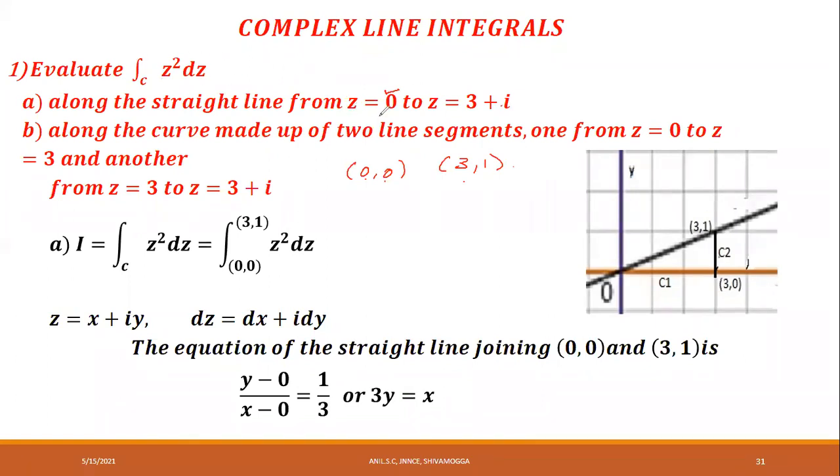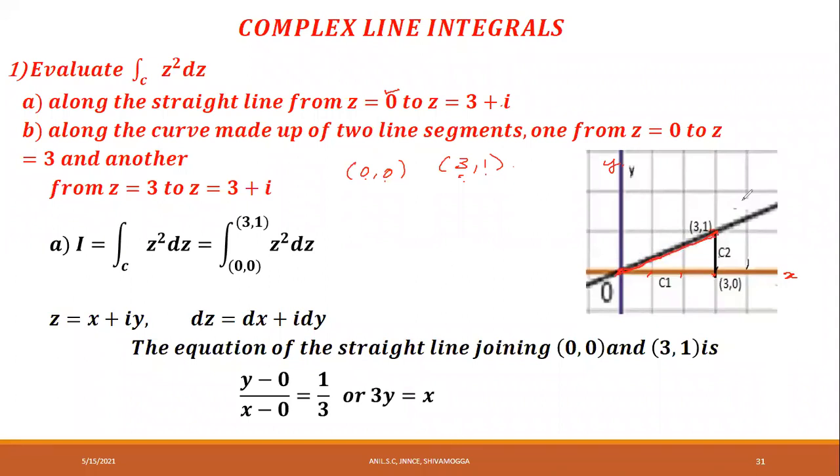Along the straight line from z = 0 to z = 3 + i. This is the origin, this is the x-axis and this is the y-axis, and this is the straight line joining the two points. This is x = 1, x = 2, and this is x = 3, and y = 1. One unit along the y-axis, you will get a point here. If you join these two, you get a straight line like this. This is z = 0 and this is (3, 1). Join these two points. So this will be the curve along which we integrate.